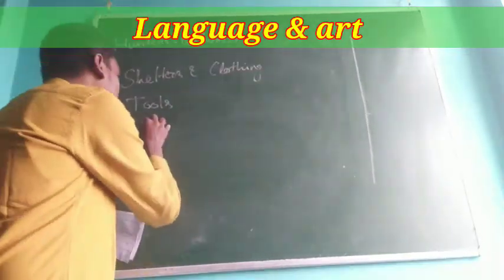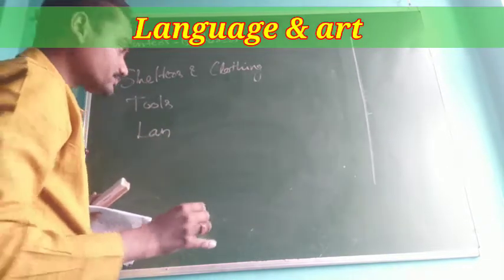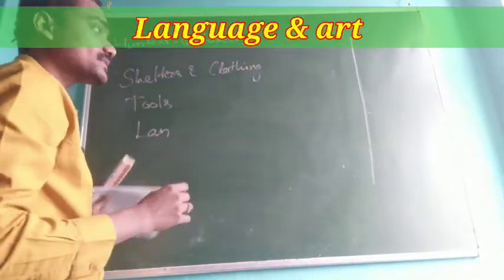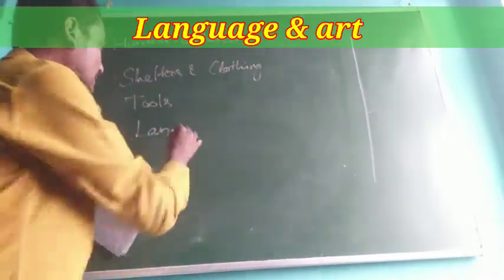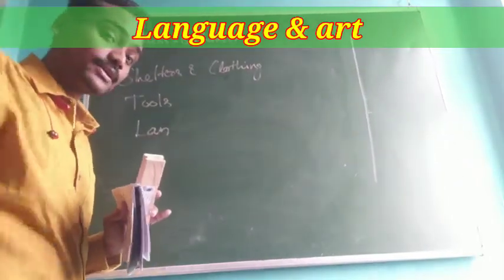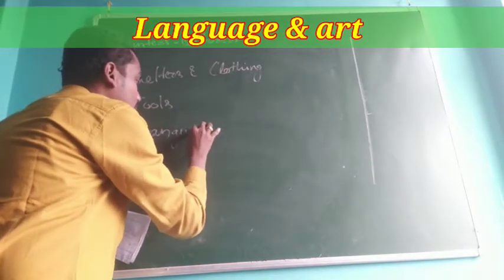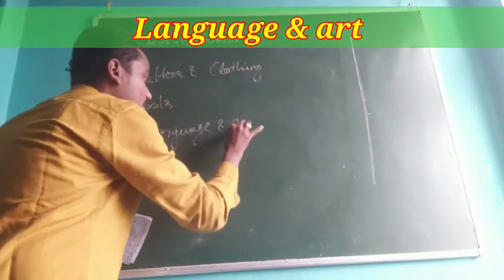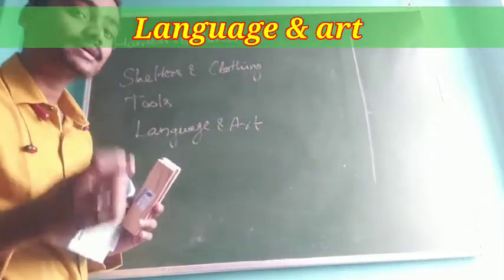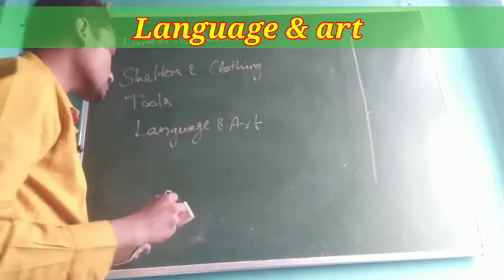I have shown you a picture, that is a cave art. The art was done by our earlier humans. Okay, language and art. Our next concept is language and art. But how did they communicate with each other and what type of art did they perform?